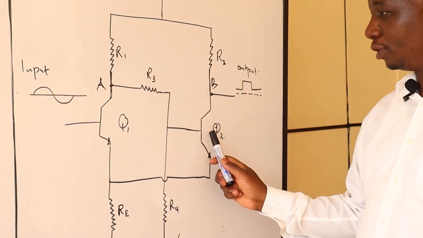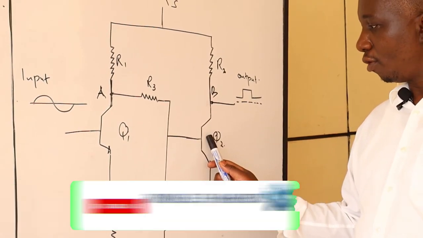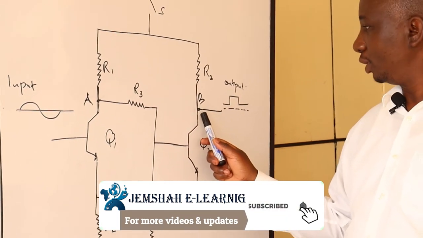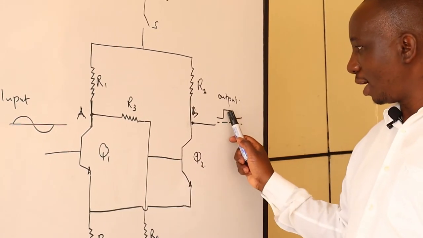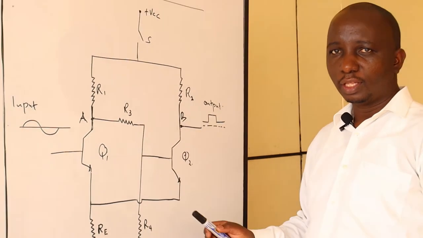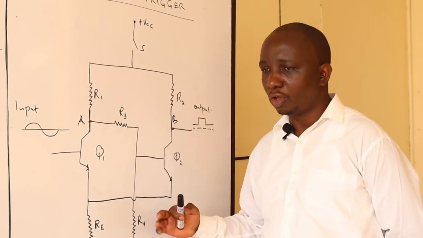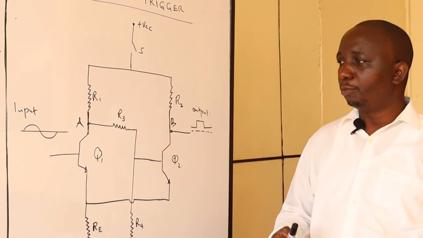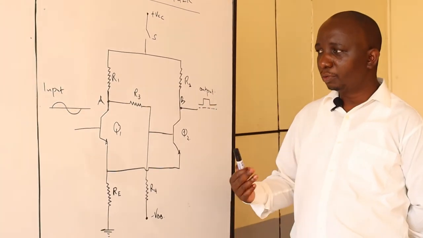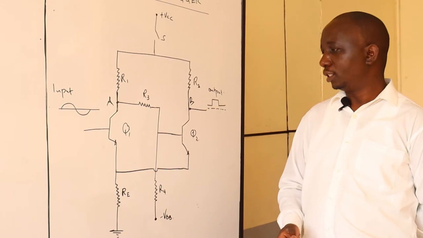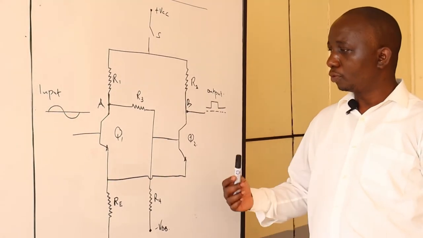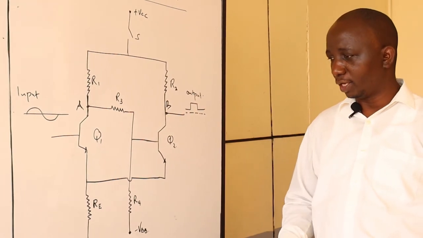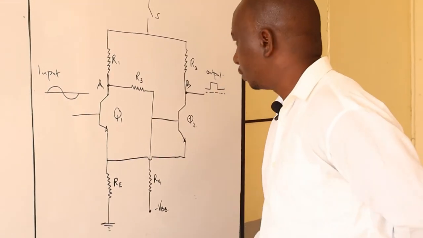When Q2 is now turned on or goes into saturation, then we shall have a low recorded at this point. And that's where we have a high and a low at this point. That's how we arrive at this kind of sequence. So we need to understand the initial conditions before we apply the input signal, so that when explaining, you are able to know the flow and the expected output. So we are going to put this down.